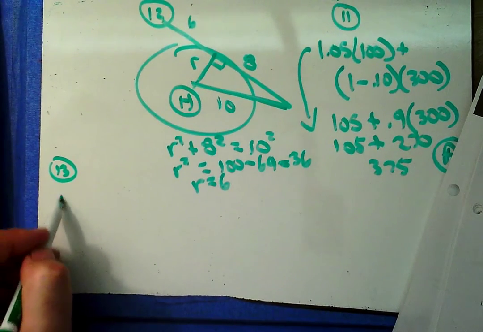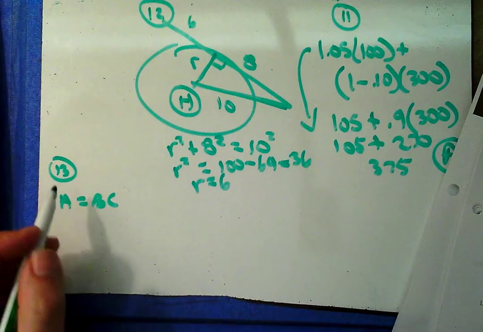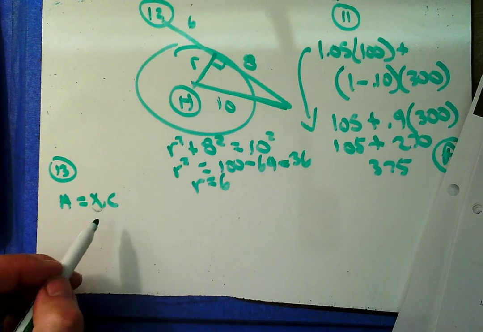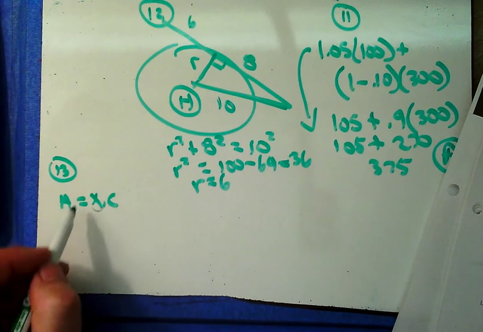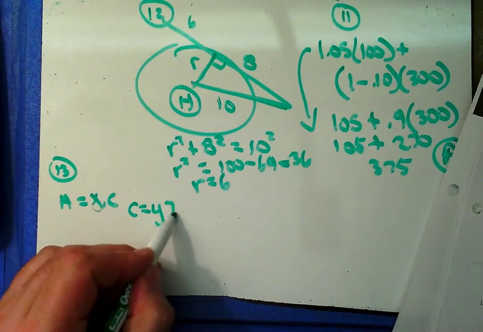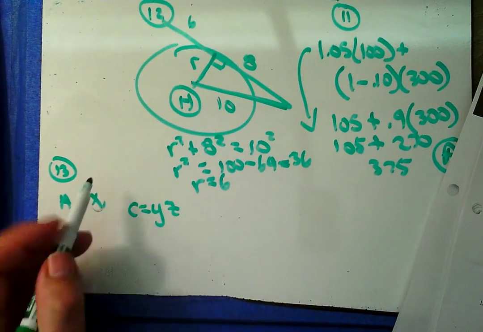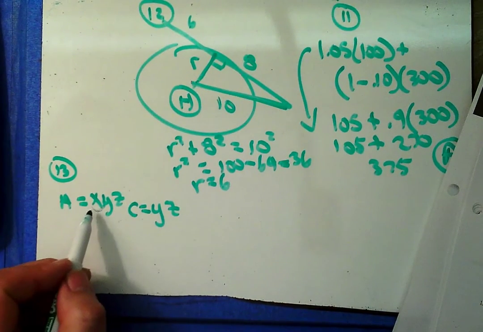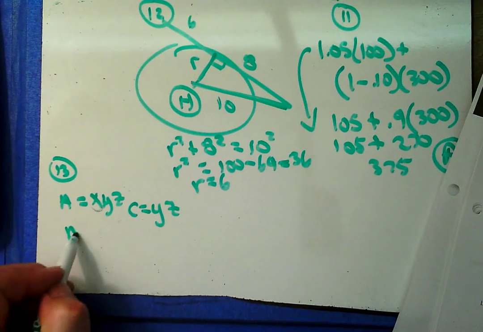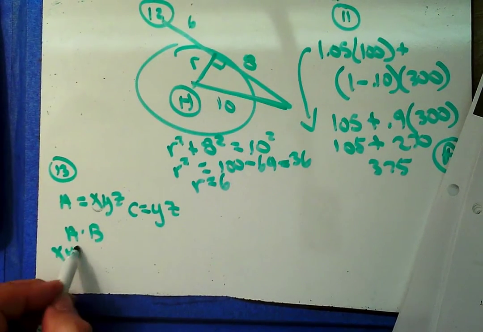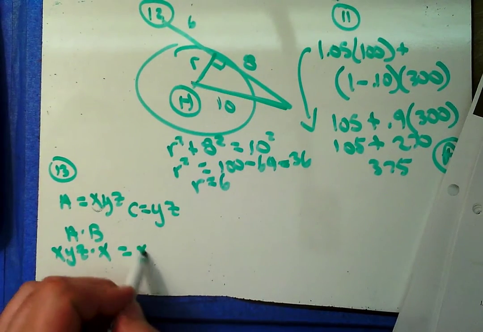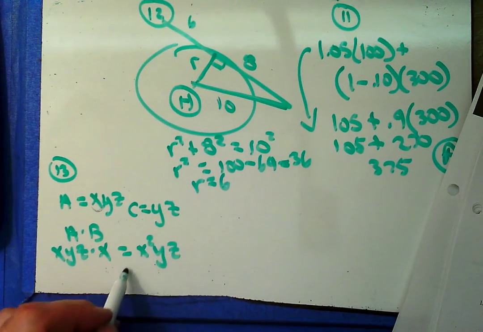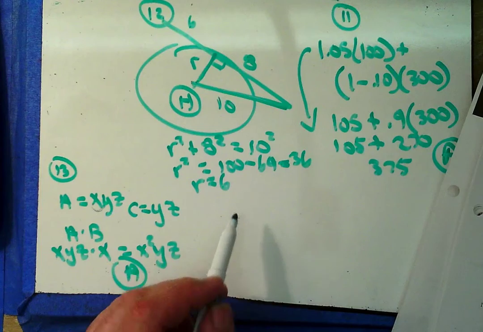13. 13 says A equals BC, B equals X, so I can replace that with an X. And then it says C equals YZ, so I can replace that with YZ. What is A times B? Well, here's A, and B was X. So A times B is going to be XYZ times X, or X squared YZ. X squared YZ looks like choice A for number 13.